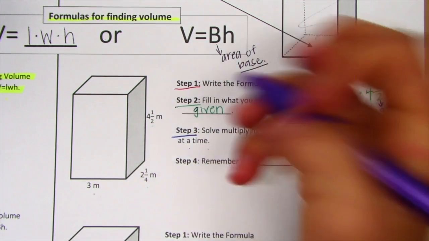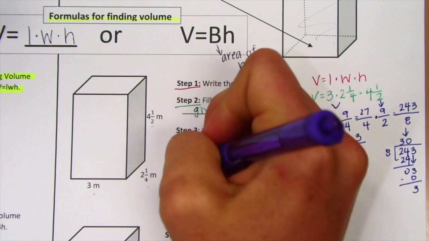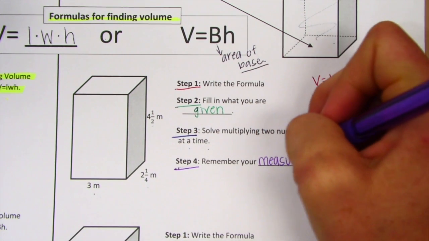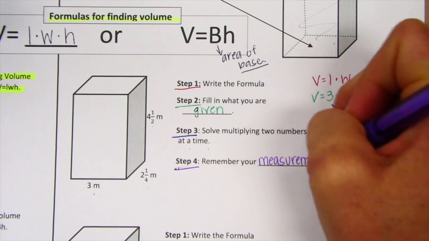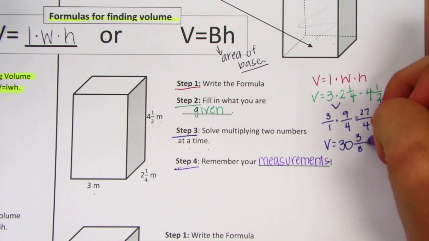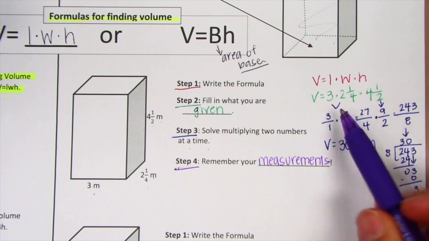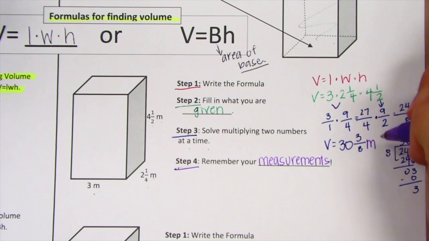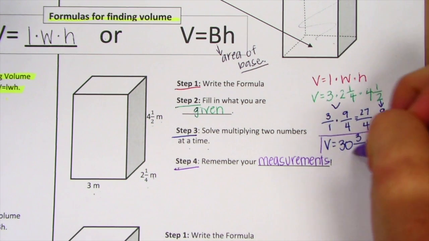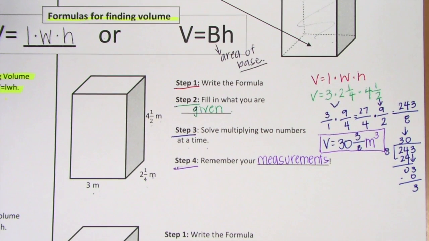Step number 4, we have to remember our measurements. Remember, you will get half wrong if you don't remember to put your measurements. So we are not doing area anymore, so our measurements are not going to be squared. Notice that we're multiplying 3 dimensions together, making this meters cubed. So our final answer is going to be volume is equal to 30 3/8 meters cubed.